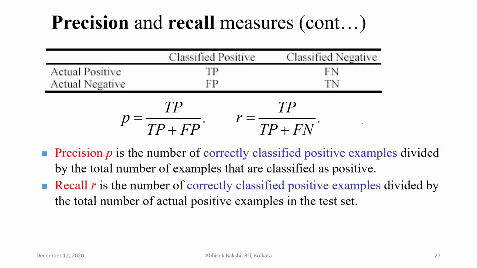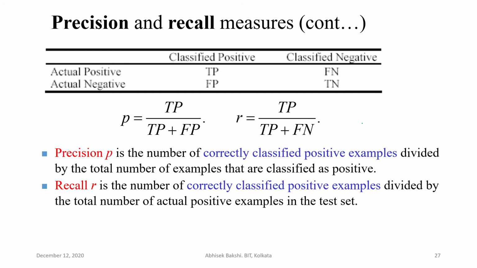Now why is this important? Because we have two parameters, precision and recall. These two measures are very important. Precision is the number of correctly classified positive examples divided by the total number of examples that are classified as positive.